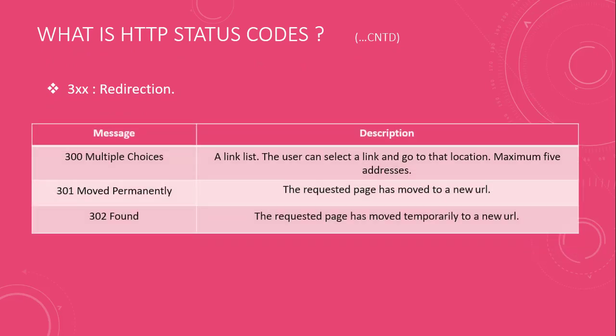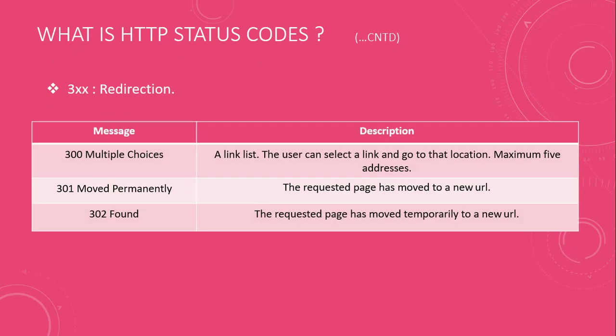3XX redirection. 300 Multiple Choices, a link list. The user can select a link and go to that location, maximum 5 addresses. 301 Moved Permanently, the requested page has moved to a new URL. 302 Found, the requested page has moved temporarily to a new URL.